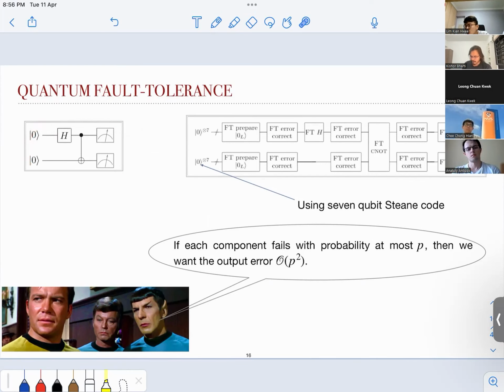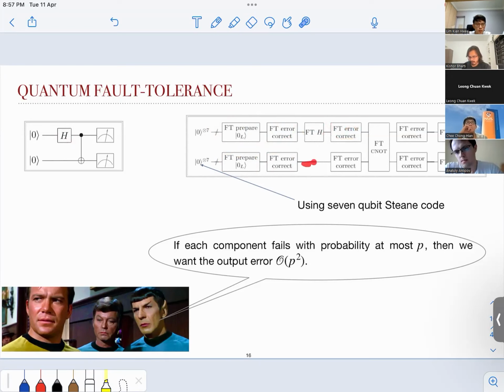We will use the 7 qubit Steane code to do the fault tolerance. I will explain what this code is. You have a 0 qubit and you encode it as 7 qubits. Basically you need to fault tolerantly prepare the 0 state. Then you need to correct it, because when you prepare, there will be some error. Then you fault tolerantly apply Hadamard. That will cause some error. Then you will again correct it.